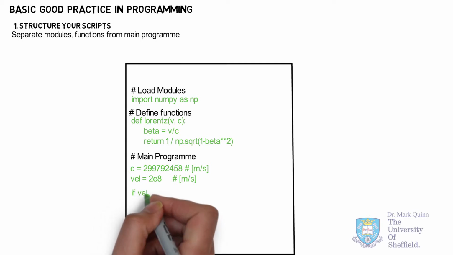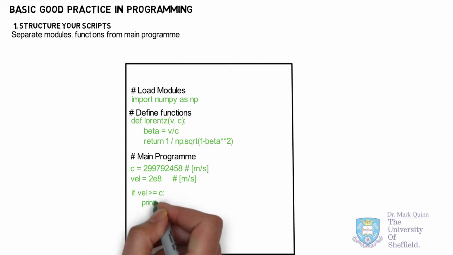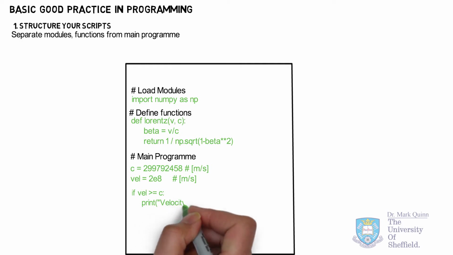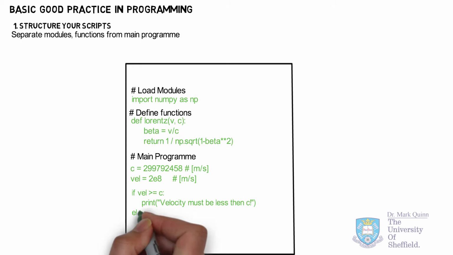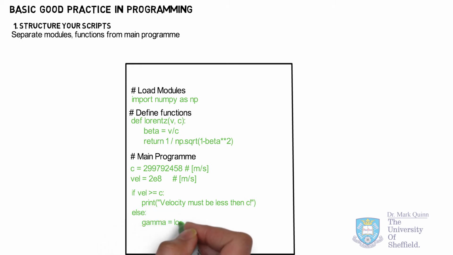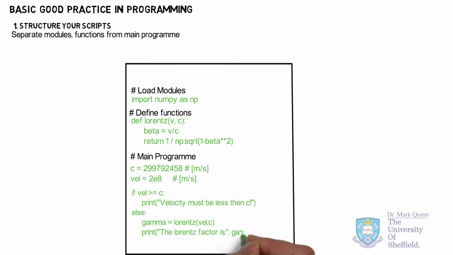We also include here an if statement to check whether the velocity is greater than the speed of light, and if it is, we print a message to warn the user. Otherwise, we calculate the Lorenz factor as per normal. We'll use this example to point out other good practice tips.